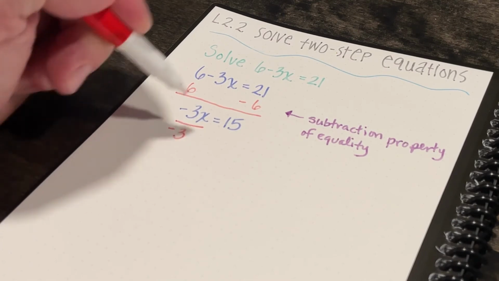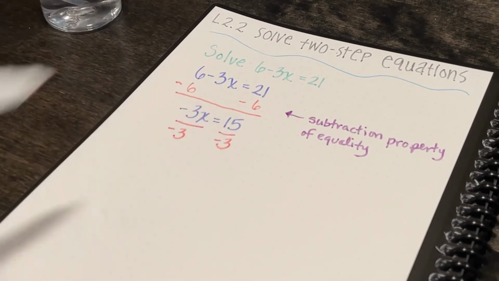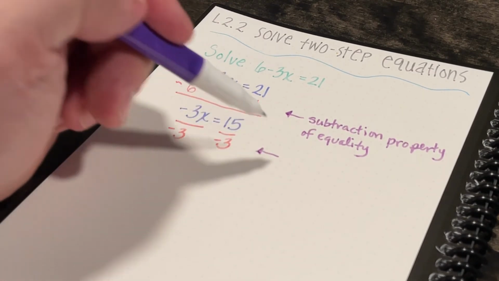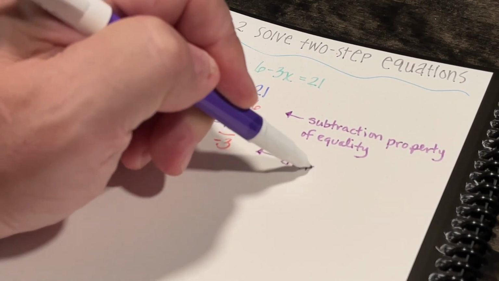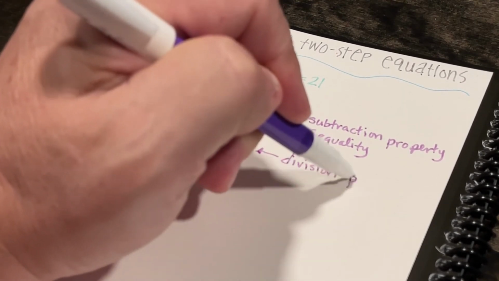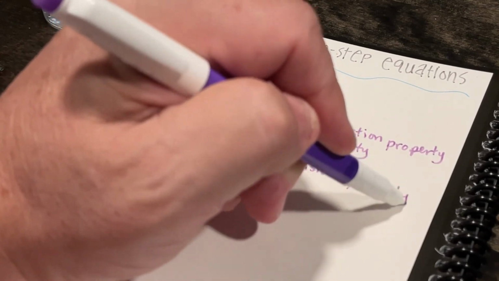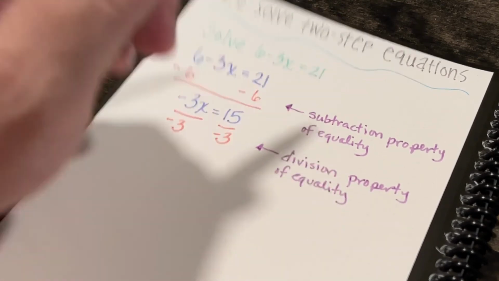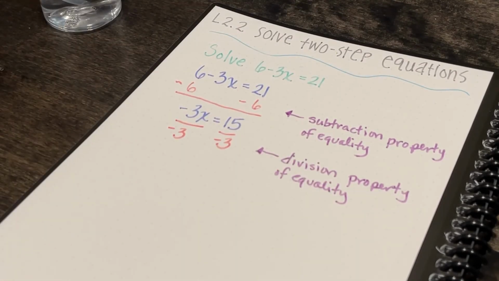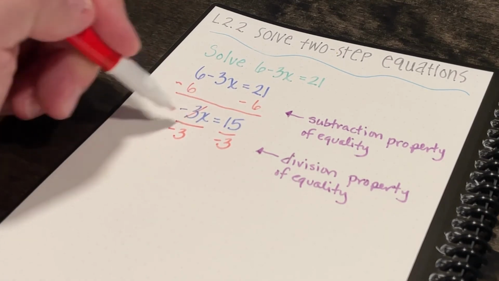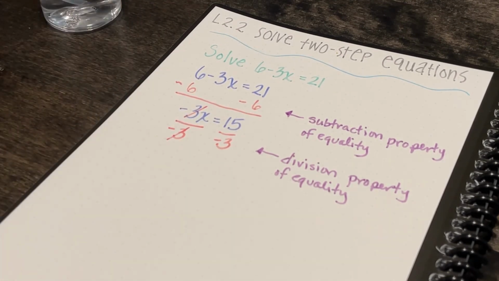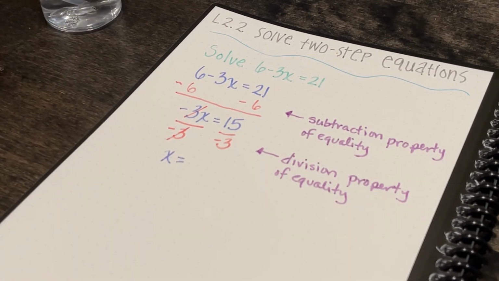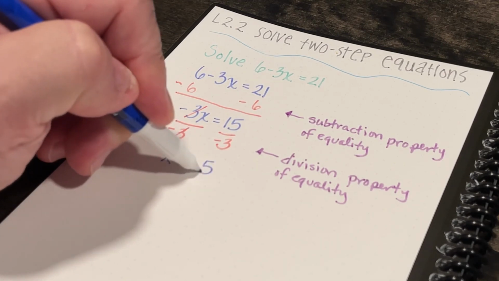Since my coefficient of x is -3, I'm going to divide by -3. So I'm using the division property of equality. And -3x divided by -3 will be a +1x, or just x. And then 15 divided by -3 is -5.